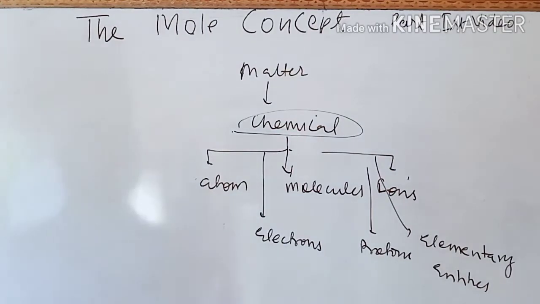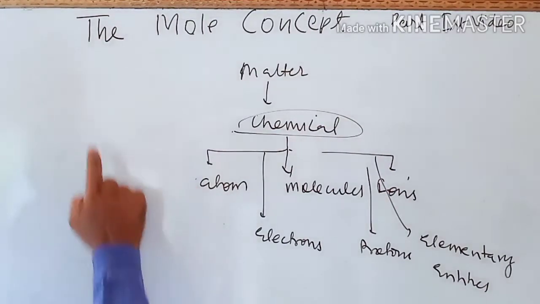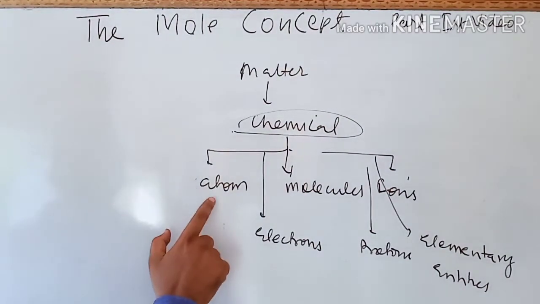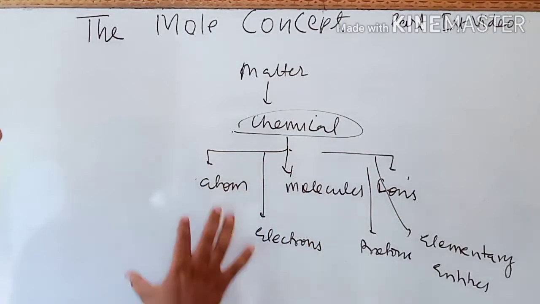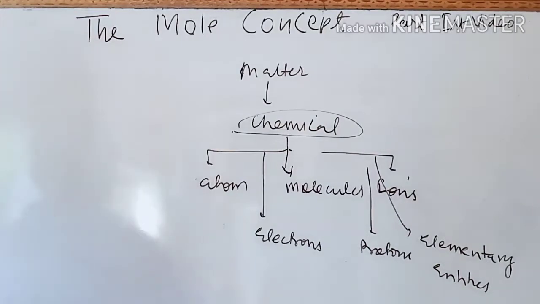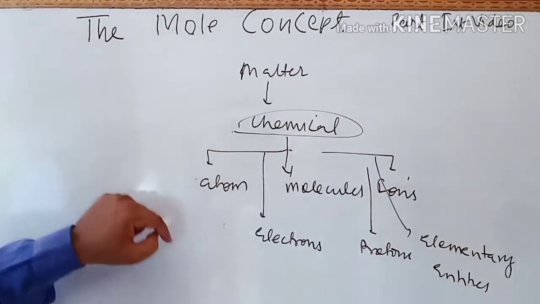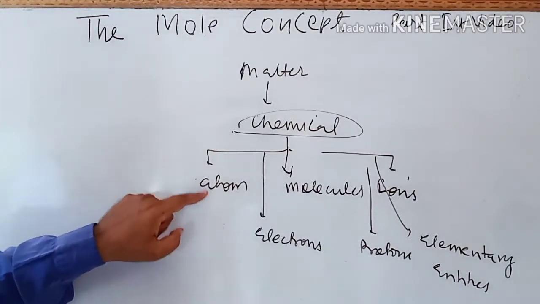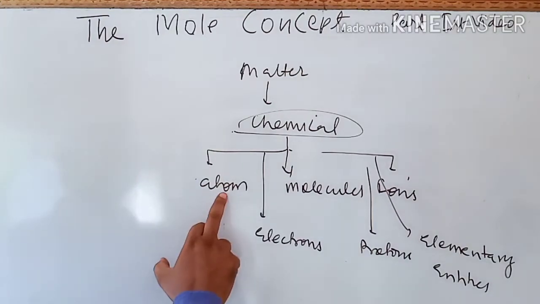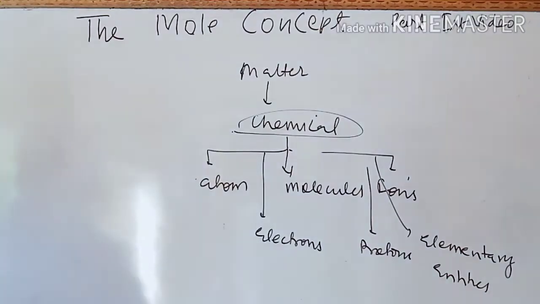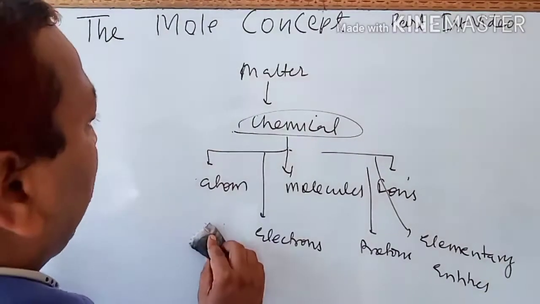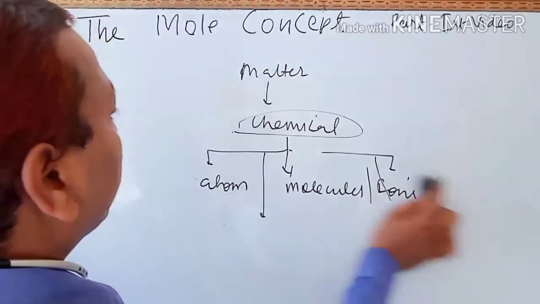Through this concept, it also helps us to measure the number of atoms present in a molecule, and the number of molecules. So students, mole is a measuring technique. Mole is a unit, a measuring technique for atoms, molecules, ions, electrons, protons, or any other elementary entities, children. So mole is a chemical unit.